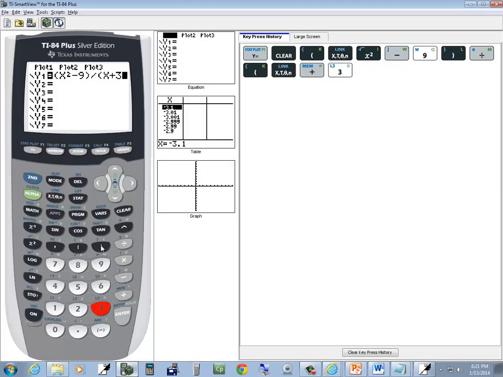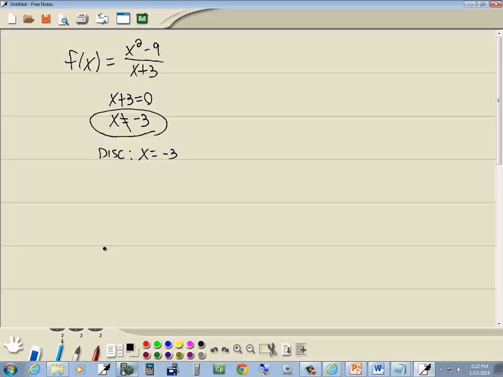Key to graphing this is, if you have more than a single variable, single number, on the top and bottom of your fraction, you have to put parentheses around it. So I put parentheses around the top, parentheses around the bottom. Now let's graph this.